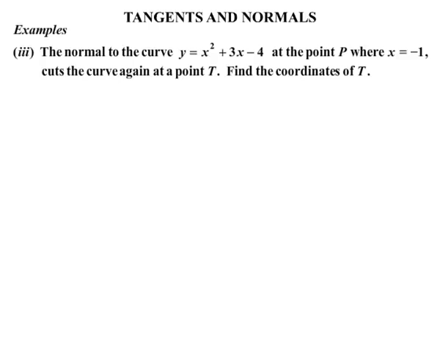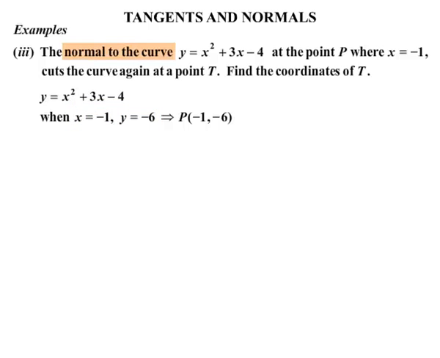Our third example. The normal to the curve y equals x squared plus 3x minus 4 at the point P, where x equals minus 1, cuts the curve again at a point T. And that's what we're asked to find, the coordinates of T. Well, you will find that we'll draw a little sketch here at some stage to make it a little bit clearer for us. But let's start by writing down the equation. At the point P where x equals minus 1, let's substitute that back into the original equation there. That'll give us a y value of minus 6. So in other words, the point of interest is (minus 1, minus 6).